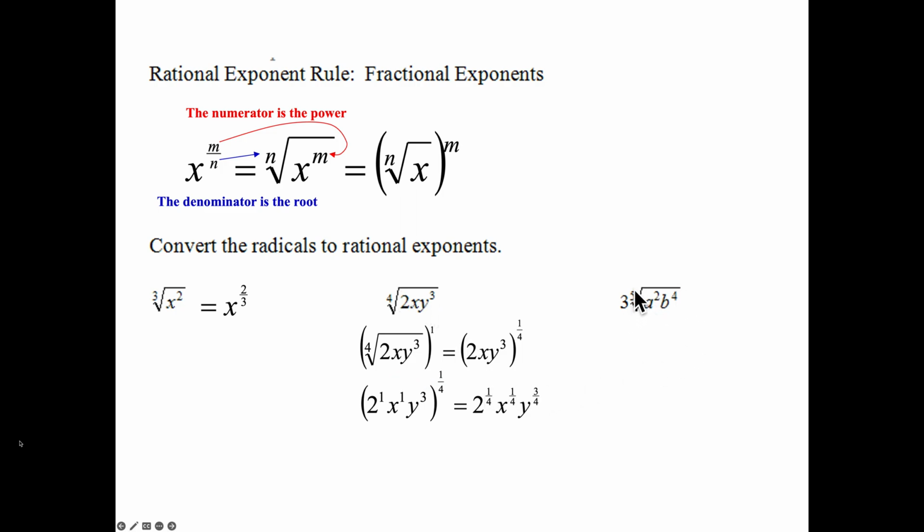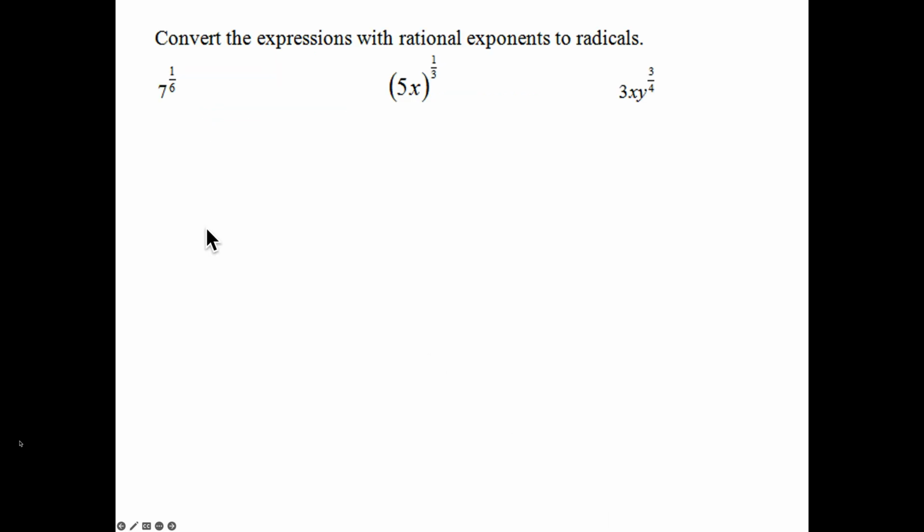Next, we have 3 times the 5th root of a squared b to the 4th. Now 3 is not part of this. So we'll have a to the 2/5, b to the 4/5, and there's my final answer. 7 to the 1/6 power. Okay, the 6th root of 7 to the 1st power, or just 7. 5x is now the whole base because it's in parentheses, so the cube root of all of 5x to the power of 1. The 3/4 is only on the y, so 3x is going to stay out in front of the 4th root of y to the 3rd power.